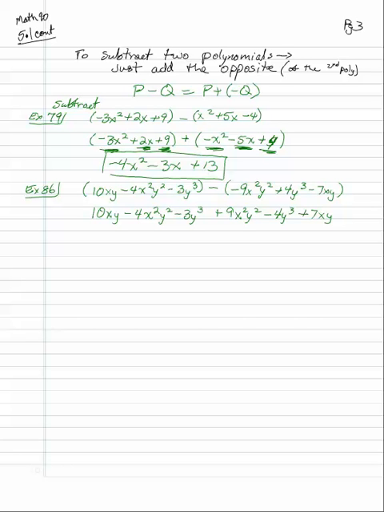So let's see. Let's start with x squared y squared. So that's 5x squared y squared, because I got negative 4, positive 9. Now let's see, the xy's, we'll do that one next. 10xy, 7xy, 17xy, and then we just have the y cubed. So we got negative y cubed, negative 3y cubed, and negative 4, which gives me negative 7y cubed. And there's my final answer.